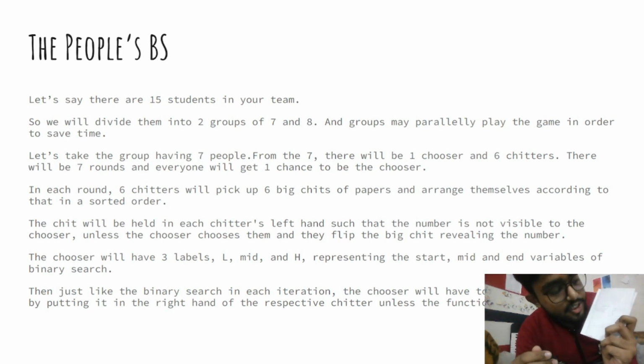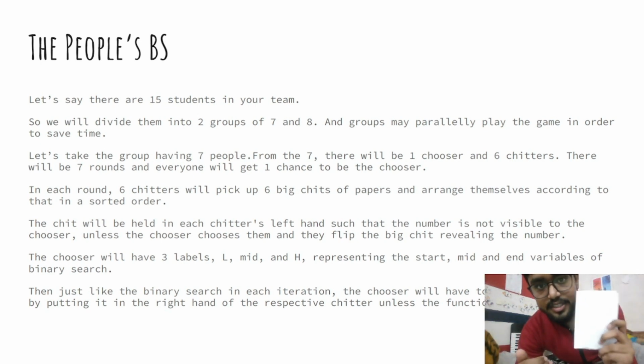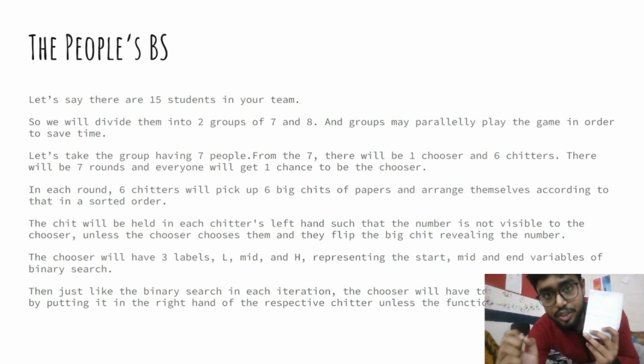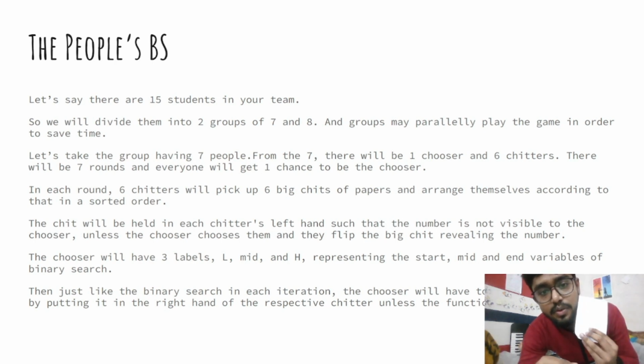All the chitters will have their chits in the left hand such that the number is not visible to the chooser who is standing in front of them. So they will keep it like this. Now they can see the number, but the chooser cannot see the number, and they are standing next to each other in an ascending or descending manner depending on where you look at it from. So the chooser is looking at all the jitters, and the jitters have a chit in their hand such that the chooser cannot see the number. Easy. I broke it down as much as I could.